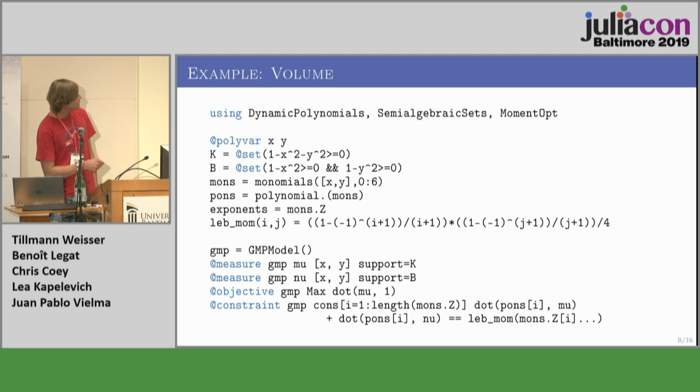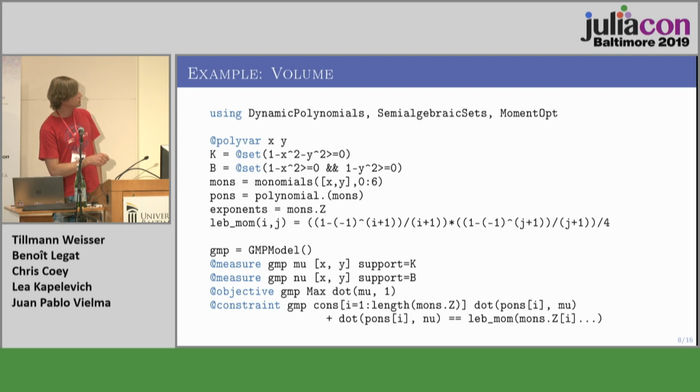And what I'm doing here is I define a function which gives me the right-hand side of my constraint, so the moments of the Lebesgue measure. So this is basically this. All this you can do without MomentOpt. And then you would call this in MomentOpt.